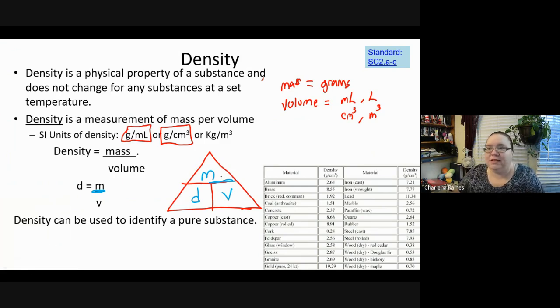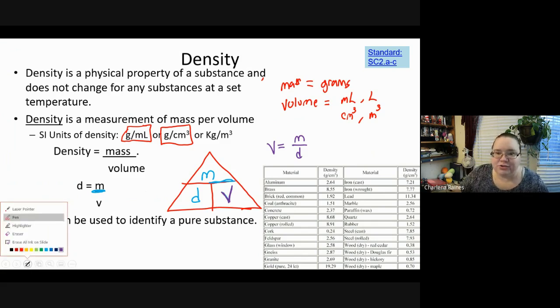So what this triangle tells me is that if I am trying to find volume, so volume is my unknown, volume would equal mass over density. So my volume, my milliliters, would equal my grams over my density, which is grams per milliliter. The grams end up canceling out. We are left with milliliters.